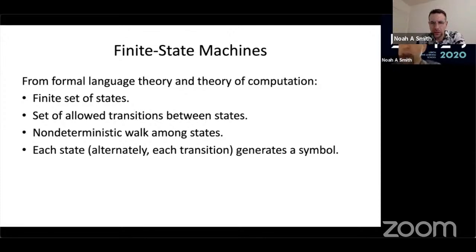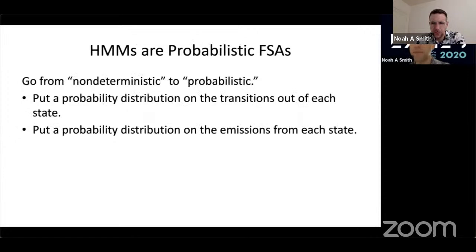An HMM is a finite set of discrete states, and it has a set of allowed transitions between the states. And the idea is that you can walk non-deterministically among the different states according to what transitions are allowed. And when you go to a state, you generate a symbol. Or alternately, in a slightly different notational variant, when you walk along a particular transition between two states, you have a choice of symbols you can generate. Finite state automata sound a lot like HMMs, and in fact, there is a connection.